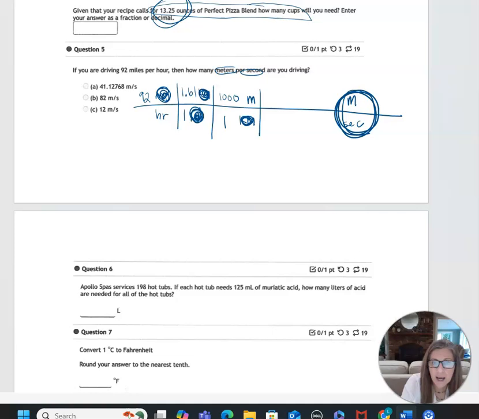We know that 1 hour is 60 minutes. Okay, so that takes care of this hour and this hour. But I don't want minutes, I want seconds. So I'd have to convert 1 minute is 60 seconds. And so this minute will cancel with this minute.